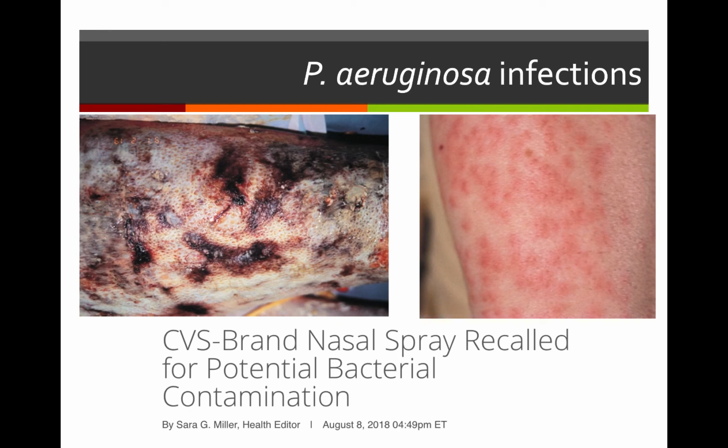This headline I thought was interesting. There was a nasal spray produced by CVS, and it turned out that the nasal spray was contaminated with Pseudomonas aeruginosa. So they had to pull it, obviously, from the market. Remember, on the previous slide, we saw that Pseudomonas can cause pulmonary infections. So basically, if you've got a nasal spray, you're pretty much injecting the bacteria almost exactly where they want to be in order to cause a pulmonary infection.